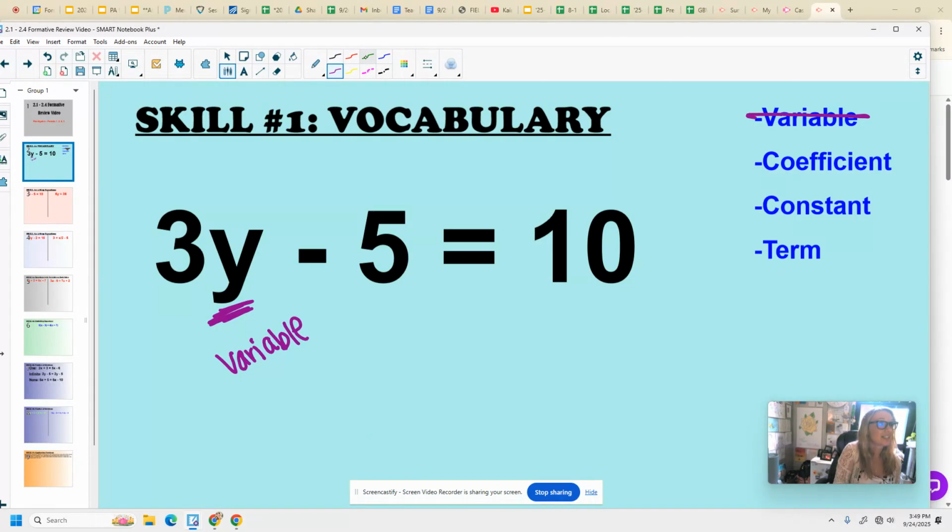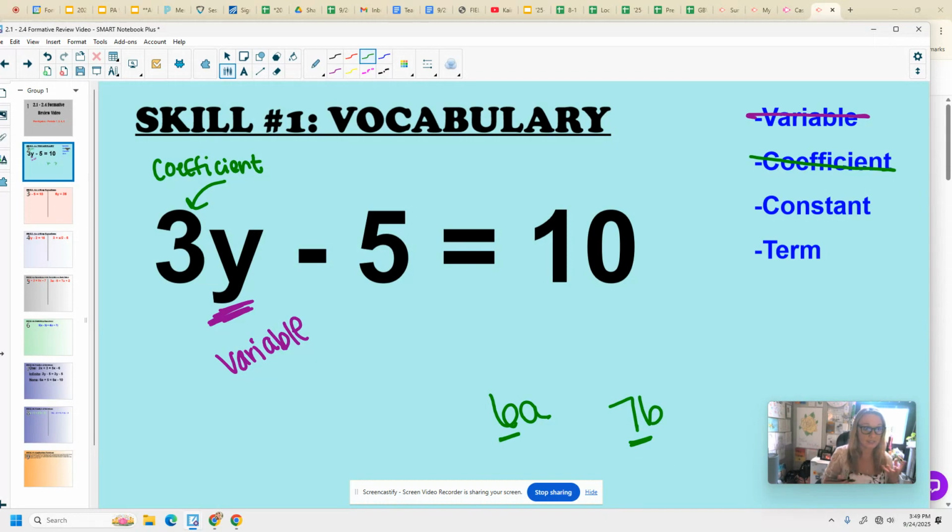The number stuck to the variable or right in front of it is called your coefficient. I know that we've talked in my class about it being kind of like the coworker to the variable. They work together. The coefficient is the number stuck to the variable. So if I had like 6a, 6 is your coefficient. 7b, 7 is your coefficient. 6, 7. There we go. I'm sorry, don't kill me.